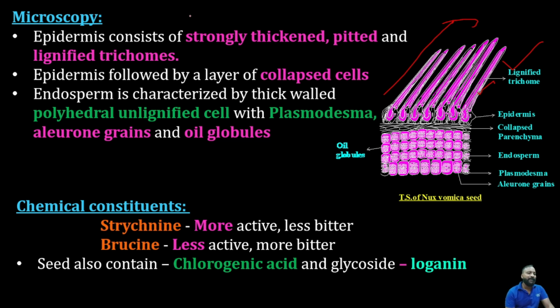The other microscopical characteristics are the epidermis consisting of strongly thickened and pitted lignified trichomes. That's what I said, strongly lignified, thickened, pitted trichomes are there. These are the characteristic features, followed by collapsed cells. These are the collapsed parenchyma, and this one is the epidermis, and then the endosperm, and somewhere in between the endosperm cells there are aleurone grains. In between the endosperm, oil globules are also there. So aleurone grains and oil globules are there.